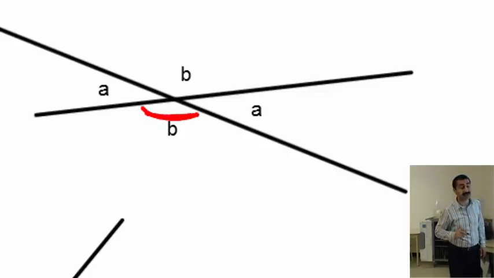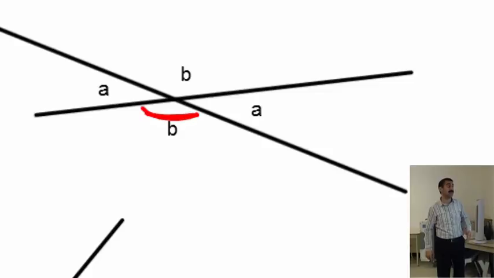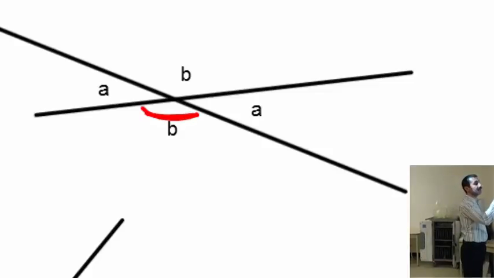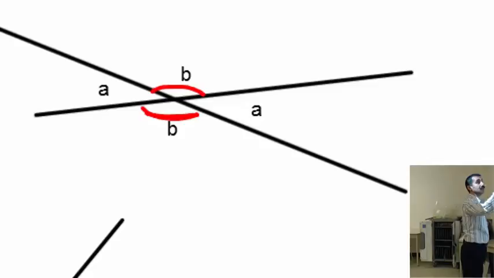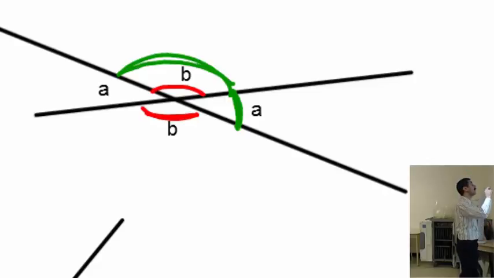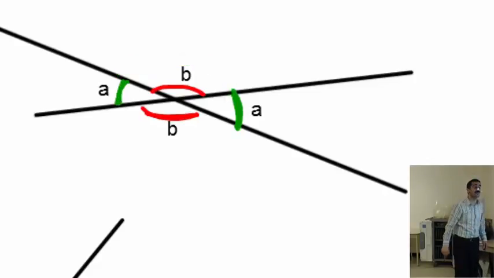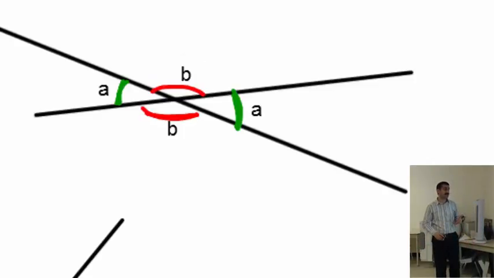Whatever that angle is, in this case it's just a letter B, whatever that angle is, across from it, it's going to be exactly the same, or the other way around. So this is A, across from it, not next to it, that will be a different one, but across from it, it will be the same angle. So what type of questions will you get about this?